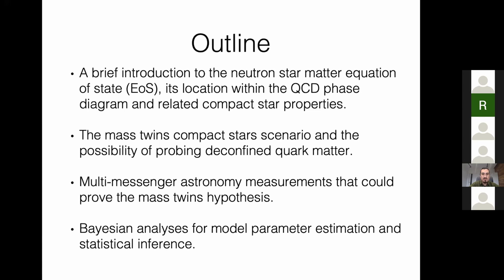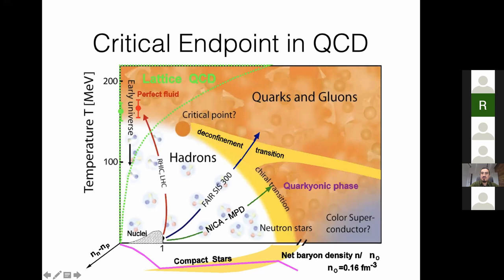Okay, so as has been mentioned in this talk, the QCD diagram features a region of deconfined quark matter, and if the transition from the hadronic side goes as a first order, then we expect something like a critical endpoint up in the higher temperature region, because it has been studied from lattice and also heavy-ion collisions that this is rather a crossover in that high temperature, low density region.